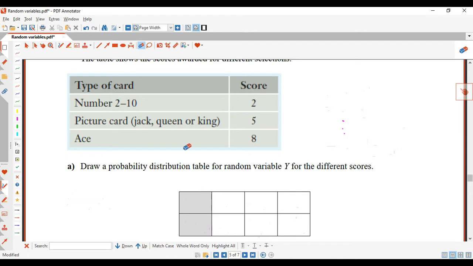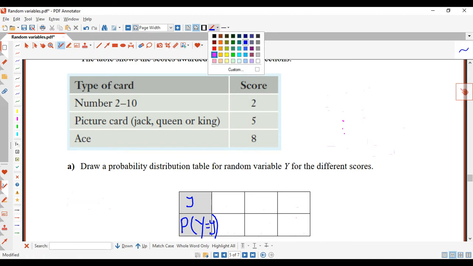Let's get rid of that line there for a minute. We're going to put little y here, and then because it's a probability distribution, you must have P for probability, capital P, capital Y equals little y, close bracket. Okay, now, what are the values we're looking at? Well, first value we're looking at is 2. Now, what's the probability of choosing a 2?